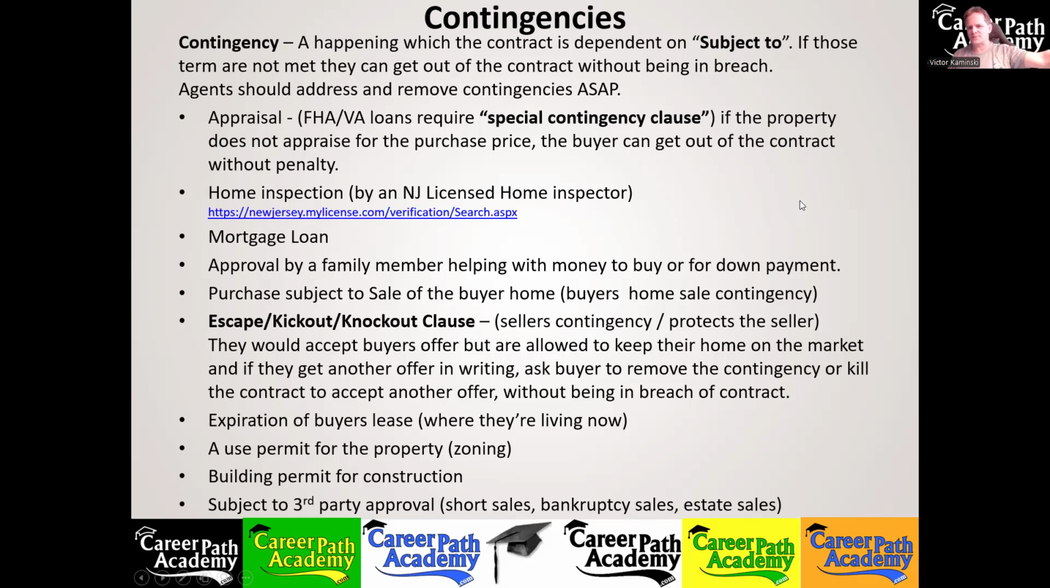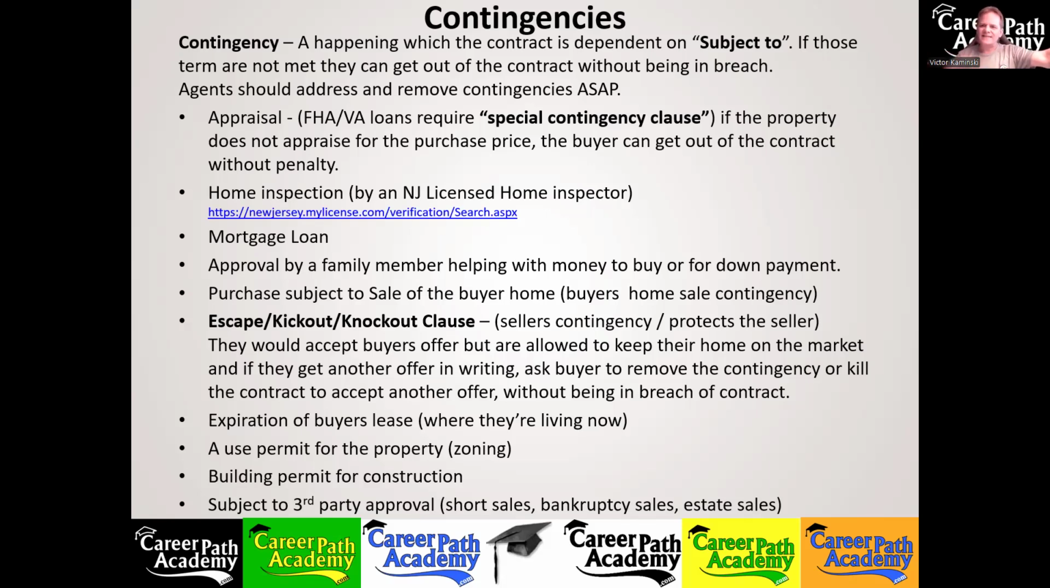What is the purpose of the special contingency clause that must be added to all sales contracts when these types of financing are being used? That's an exam question. It says that if the home does not appraise for the purchase price, the buyer can get out of the contract without penalty. Subject to a home inspection.